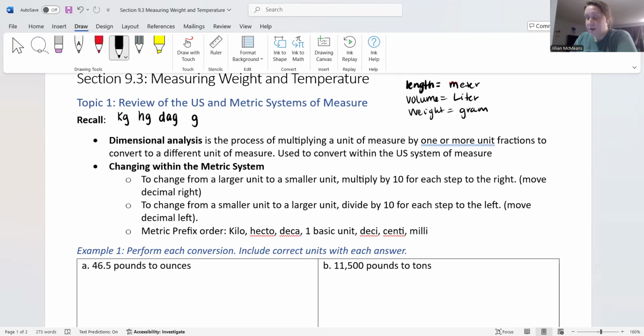We would have 1 single gram. Then we would have a decigram, which is 1/10 of a gram. We would have a centigram, which is 1/100th of a gram. And then finally a milligram, which is 1/1000th of a gram. So this is 1,000, 100, 10, just 1, and then 1/10, 1/100th, 1/1000th.